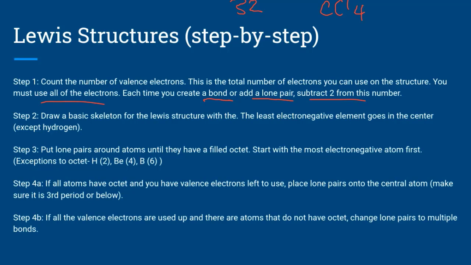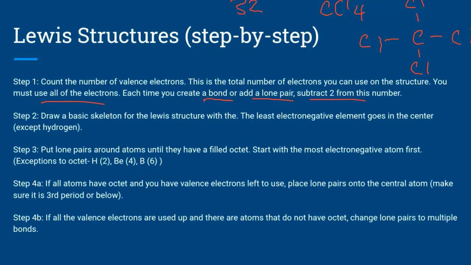Step 2 is to draw a basic skeleton for the Lewis structure with the least electronegative element in the center, except for hydrogen. Hydrogen is never ever going to be in the center of your molecule. It's never going to be the central atom. If you want to know what's the central atom, just look for the least electronegative one, and that one's going to be in the center. So you know that that's carbon. Carbon is the least electronegative out of these two. And then I'm just going to create a basic skeleton that connects all 4 of these bonds. Okay, so that's a basic skeleton, and so step 2 is done as well.